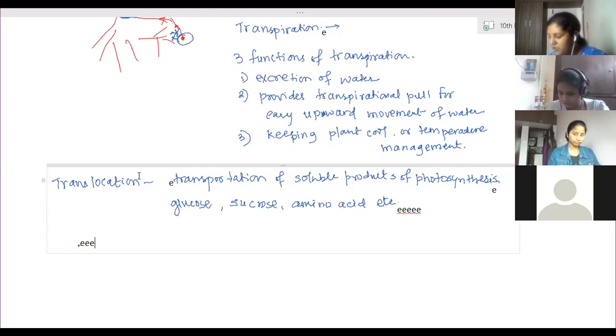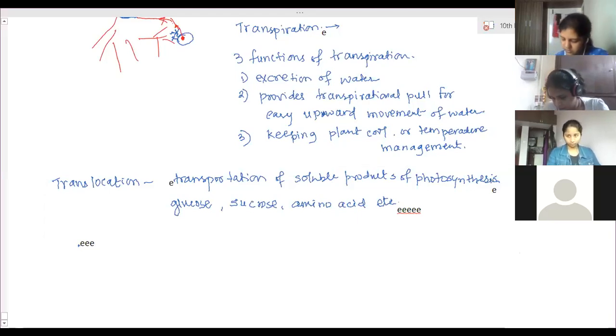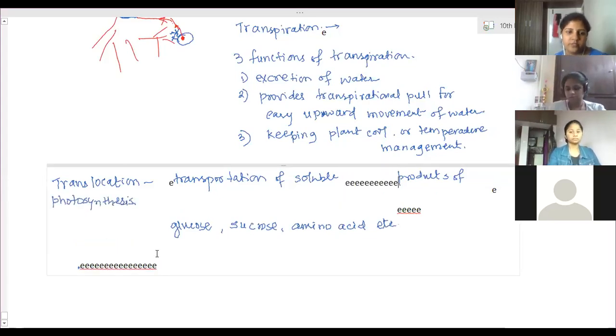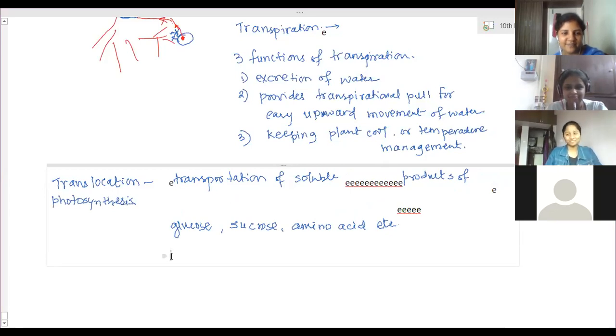Then the final part of the chapter is excretion. Very good is happening. I'm not doing anything. Then also. Very good.